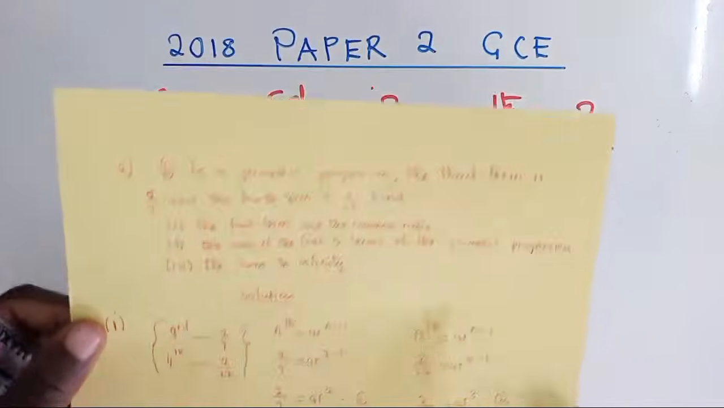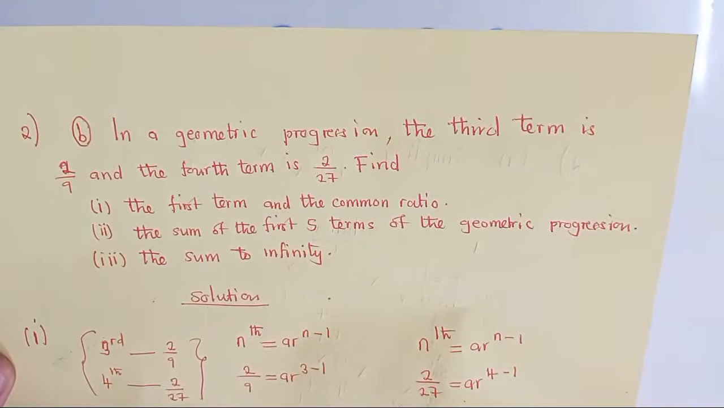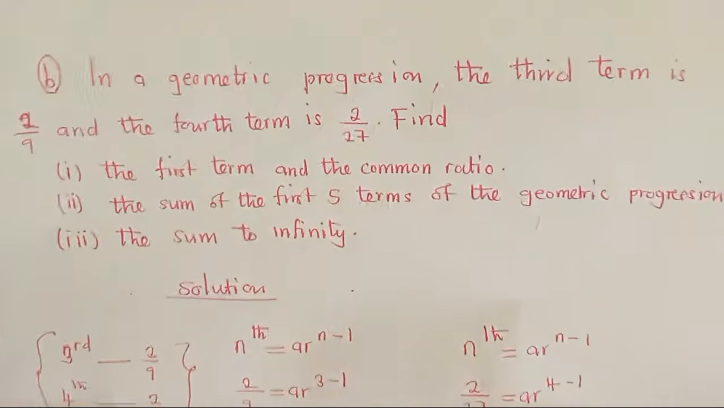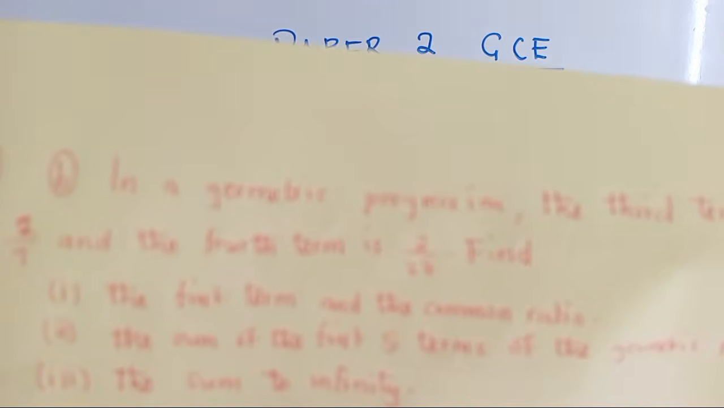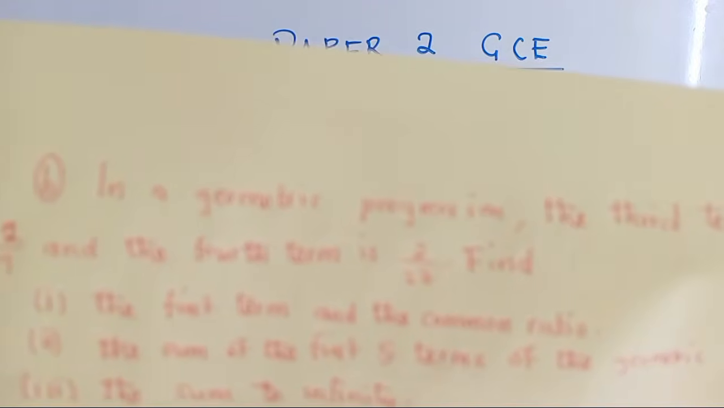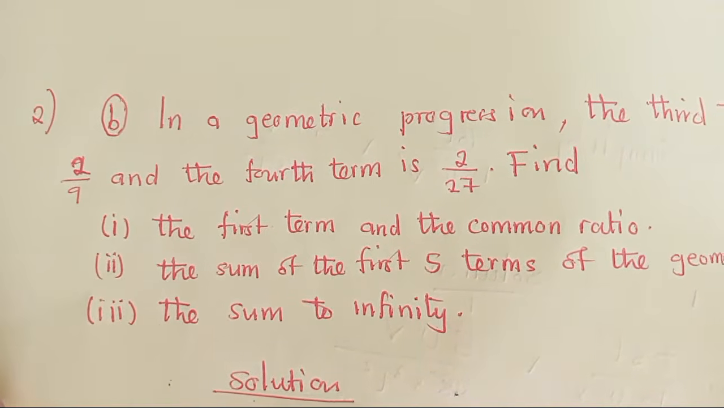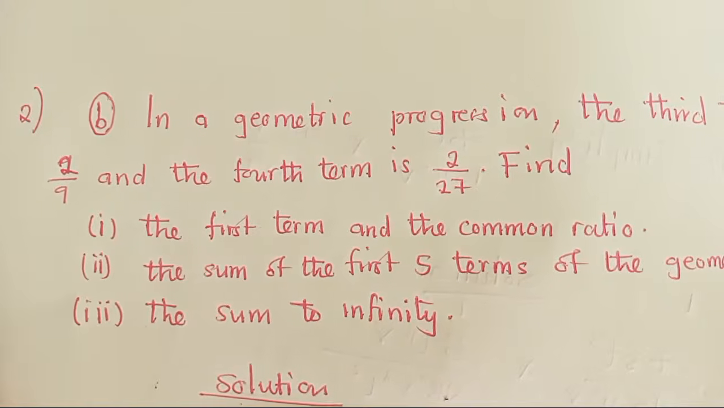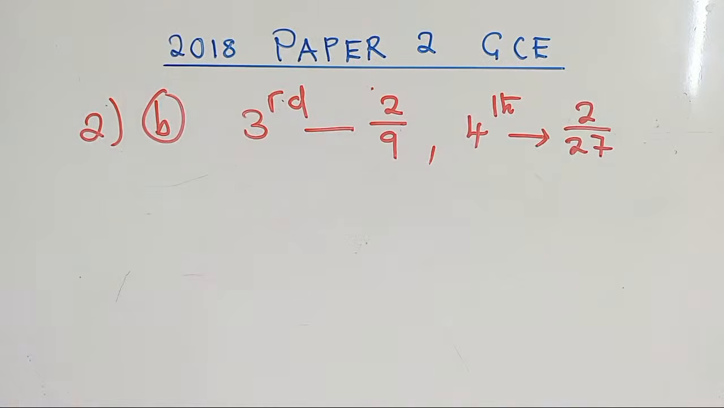So let me show you the question again. If you see it, if it will be visible enough for you. It's not that much clear. Okay, let me read it for you. So the question reads, in a geometric progression, the third term is 2 over 9. Okay, that's the third term is 2 over 9. And the fourth term is 2 over 27. Find the first term and the common ratio. That's 1. So how do we get to find the first term and the common ratio?